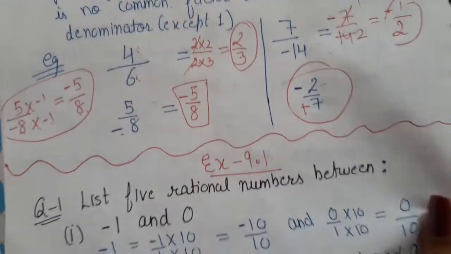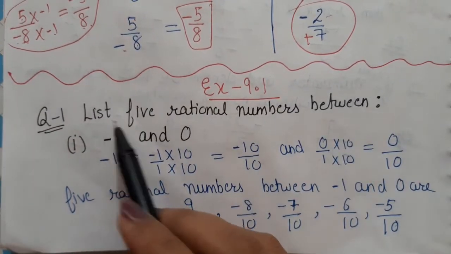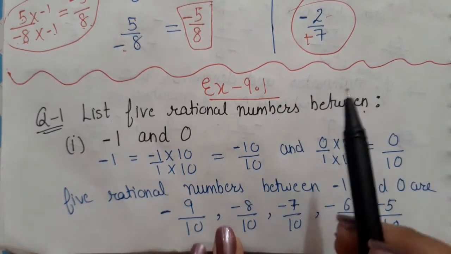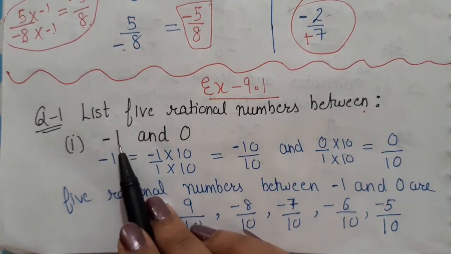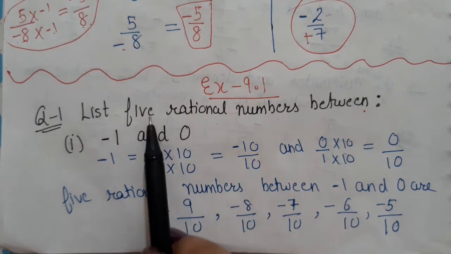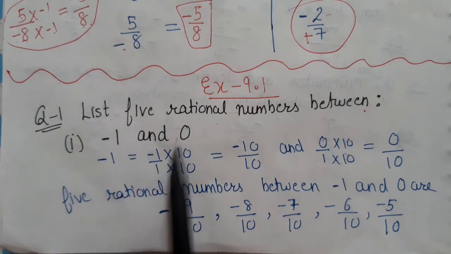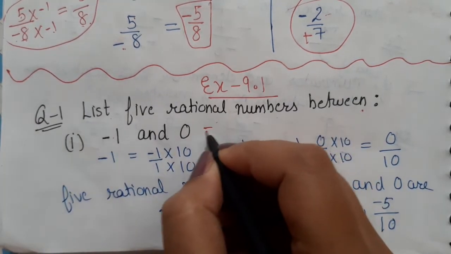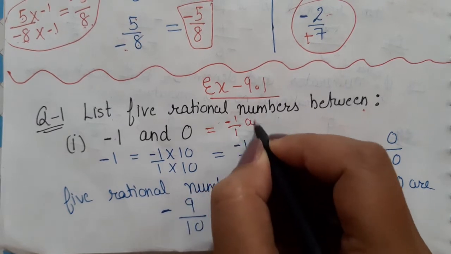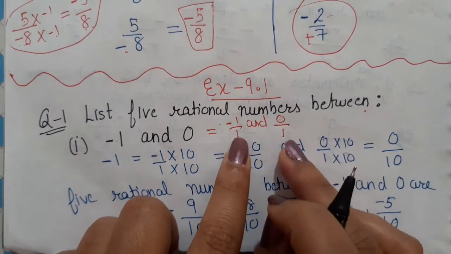Now let's start our exercise 9.1. The first question is to list 5 rational numbers between minus 1 and 0. To find a rational number between any two numbers, the first step is to make the denominators same. So minus 1 can be written as minus 1 upon 1 and 0 can be written as 0 upon 1. Both the denominators are same.